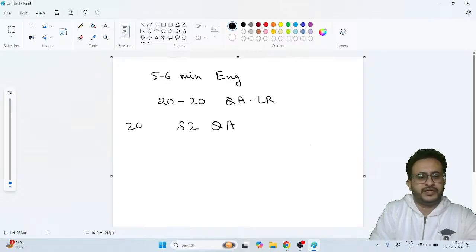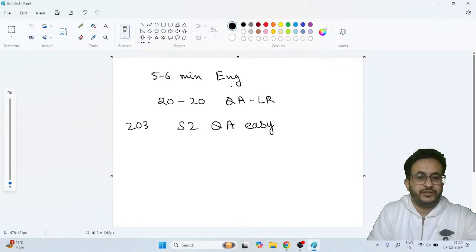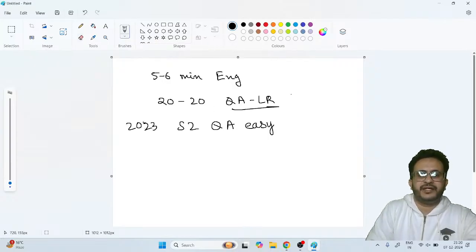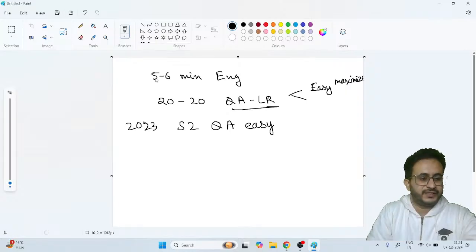Okay, in 2023 slot 2 quant was easy. So now what will happen is that you go in thinking LR is easy, you skip the quant part and keep less time for quant, so maybe you would have difficulty scoring in this section, in this paper, right? So always ensure that you give 20 minutes, and that will give you an idea which is easy. Whichever is easy, try to maximize that attempt in the last few minutes. Okay, so we will go by that.